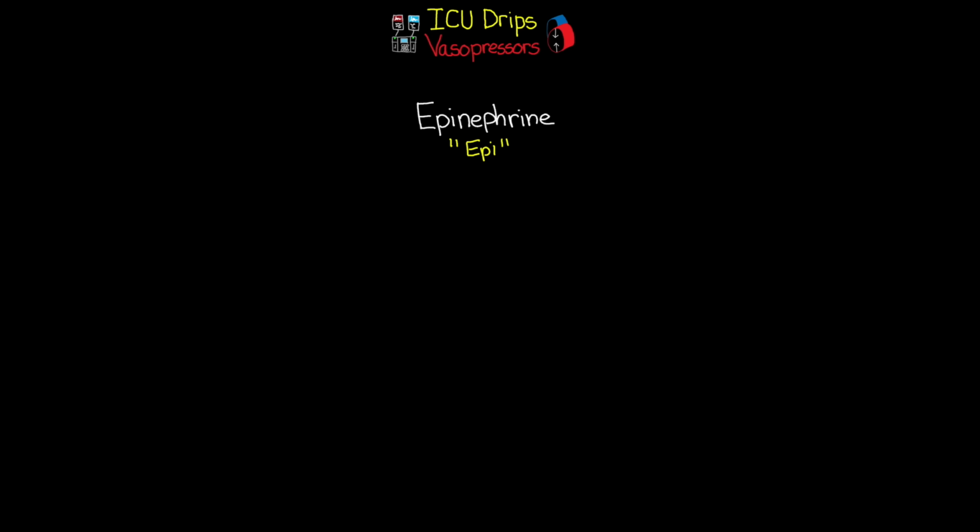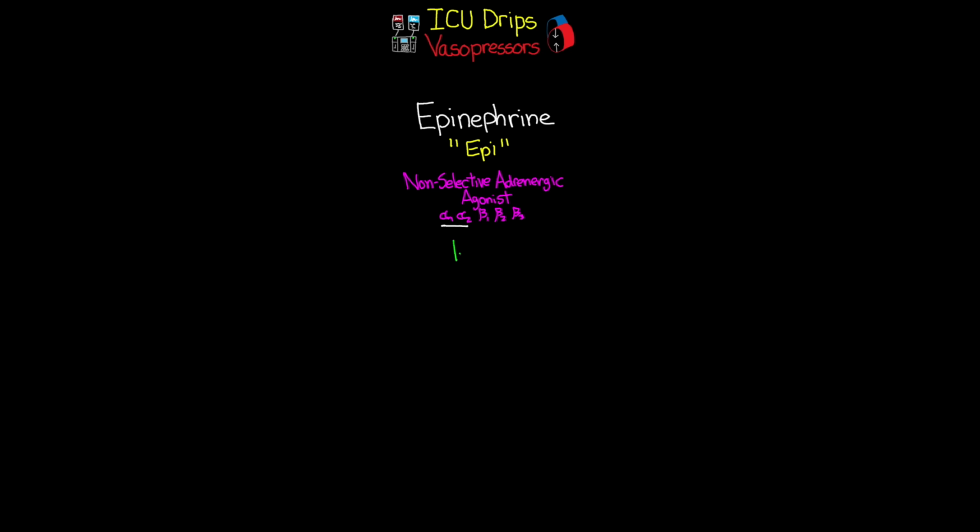Now the interesting thing about epinephrine is this is a non-selective agonist of all the adrenergic receptors. So this is going to be alpha 1, alpha 2, beta 1, beta 2, and even beta 3. However, as we get to larger doses, it's typically going to have a more selective effect on our alpha receptors. So this is important to know.